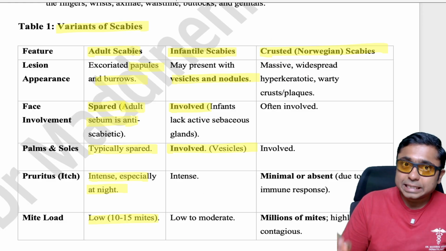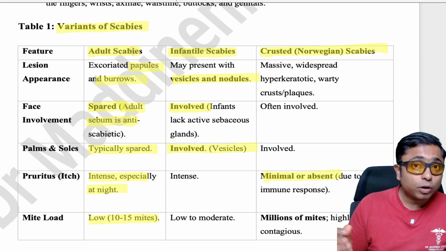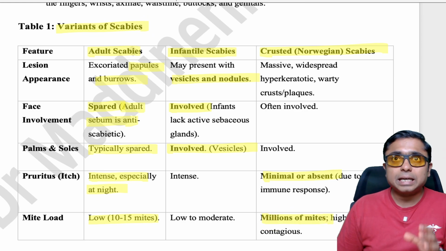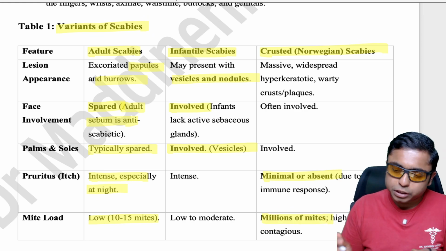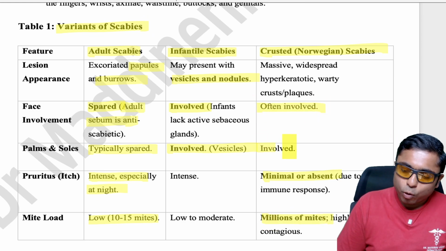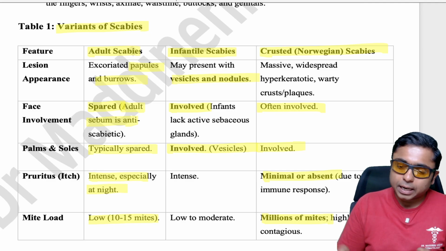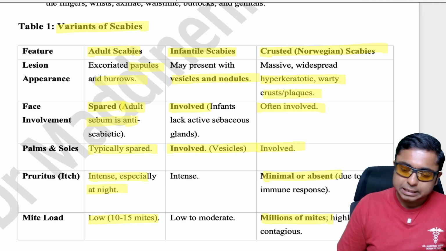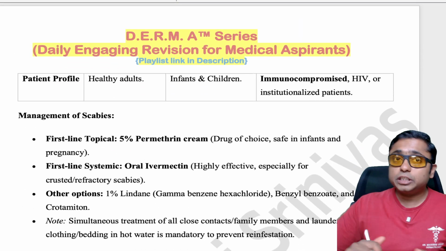Coming to Norwegian scabies, remember the patients are not going to have any kind of itching, because of which the mites are going to be in millions in numbers. They are very highly contagious patients, and also the entire body can be affected with hyperkeratotic verrucous crusted plaques in these patients of Norwegian scabies. This is a very important differentiating point to remember.